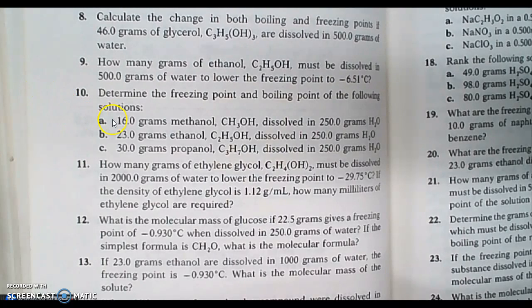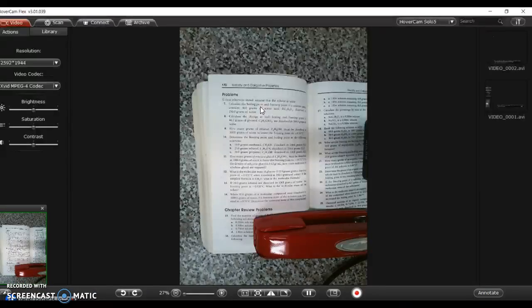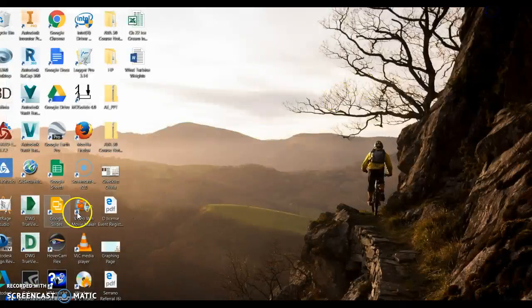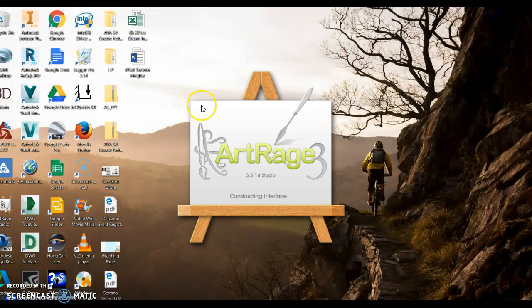We're going to start with this guy here, 10A. 16.0 grams of methanol, CH3OH, dissolved in 250 grams of water. And you are to find the freezing point and the boiling point of these certain solutions. All right, so I'm going to minimize this and get our little page up.